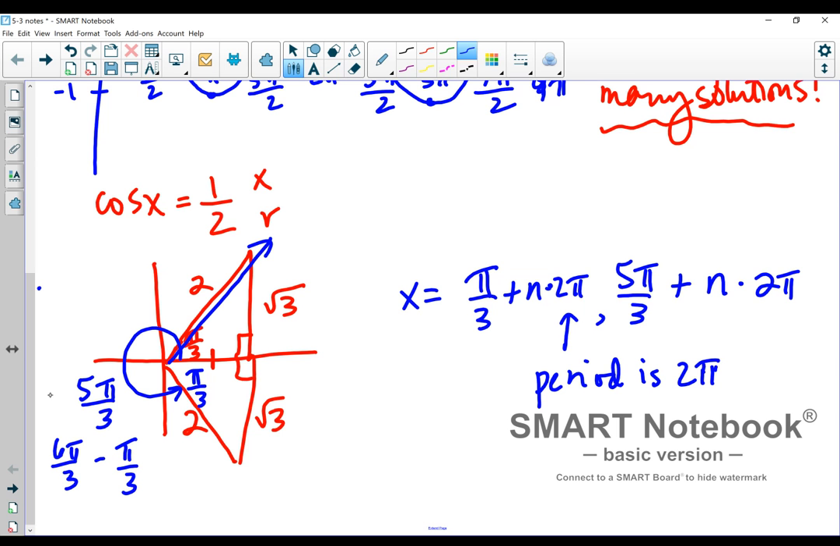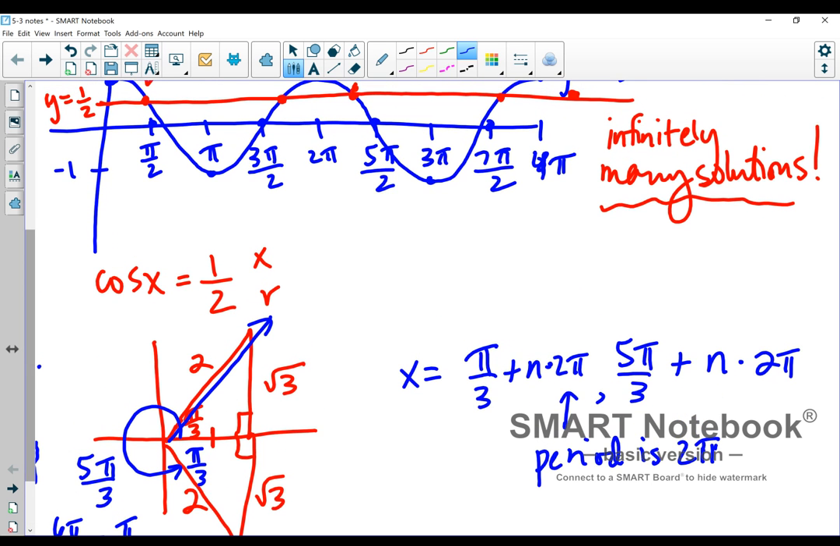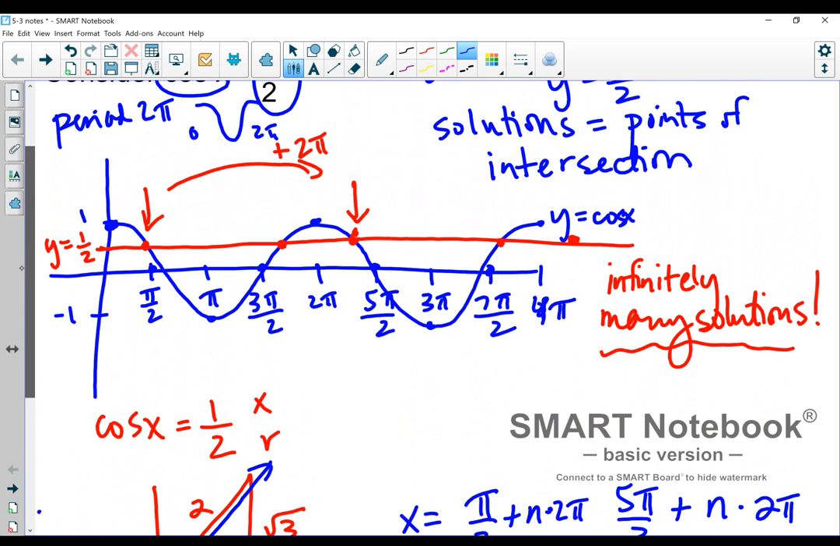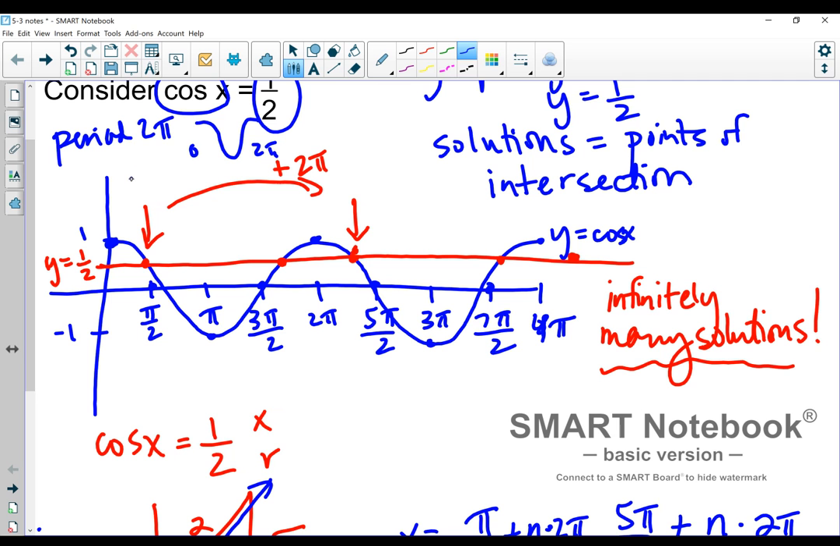And so every 2 pi will have that same, we'll have a solution. So connecting this with our graph up here, this would be my pi over 3. This would be my pi over 3 plus 2 pi. This one would be 5 pi over 3. This would be 5 pi over 3 plus 2 pi.